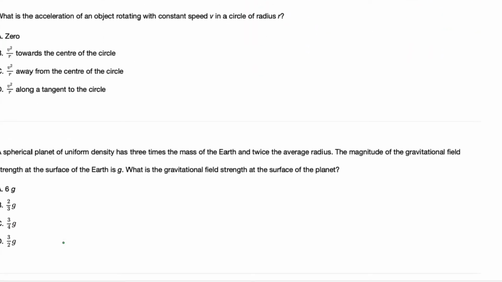With acceleration of an object rotating with constant speed v in a circle of radius r. So this is very simple. Centripetal acceleration is equal to velocity squared divided by radius, and the direction is always towards the center of the circle. So B is the correct answer.